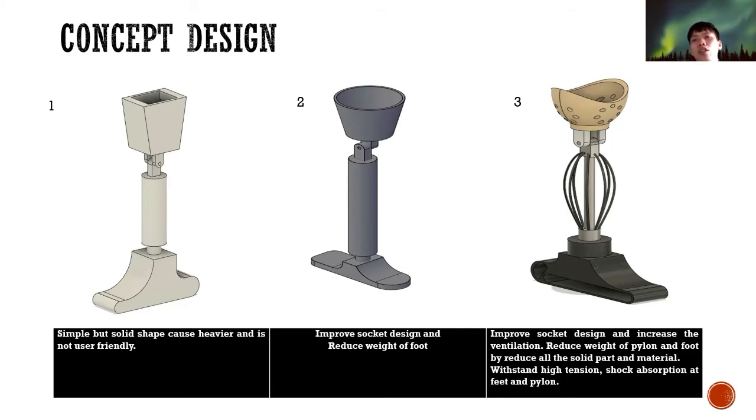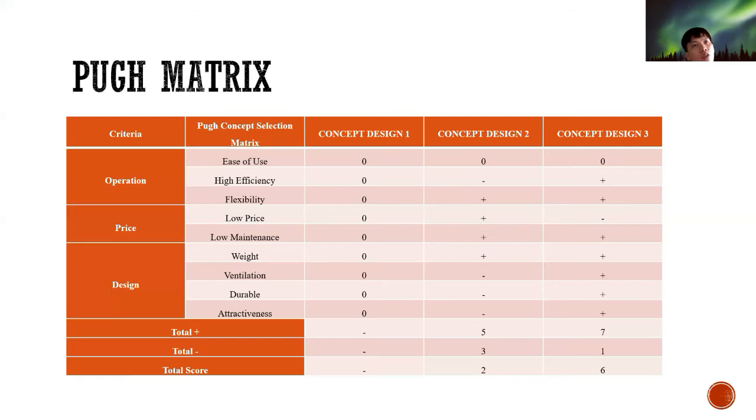And I choose a high tension, high strength material as well, which can withstand high tension and provide shock absorption at the feet and the pylon. So the Pugh matrix is a scoring method that helps us decide which one is the best solution and which one is the best design. In this design, there are three criteria: operation, price, and design.